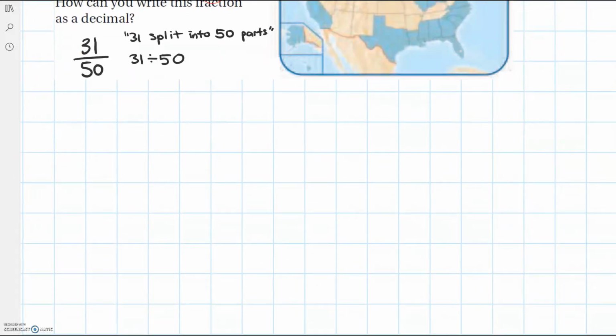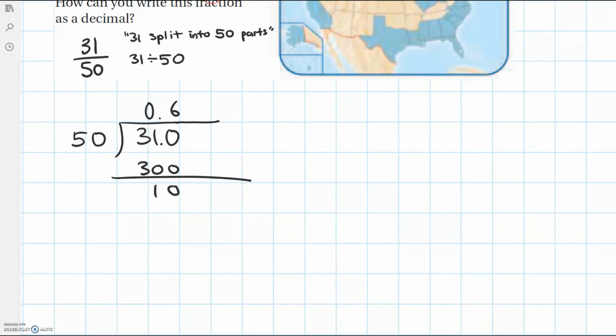Let's try it out. If we have 31 divided by 50, well, 50 doesn't go into 31, so now we have to move into the next place. Remember, there's a decimal here, so we move our decimal up, and then we add a 0 in the front. So how many times does 50 go into 310? Well, 50 goes into 310 6 times.